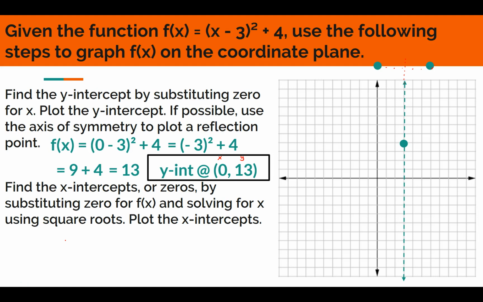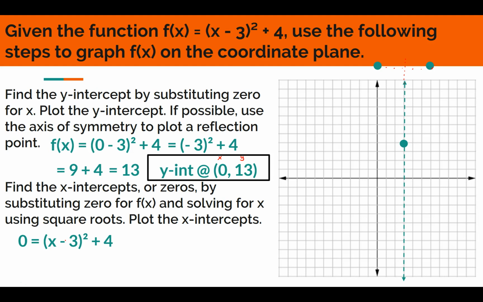All right, my next thing wants me to find my x-intercepts. If I want my x, now we're going to make my y 0. So now it's going to be 0 equals x minus 3 squared plus 4. I want the x, so the x should stay. We're making the other piece 0.